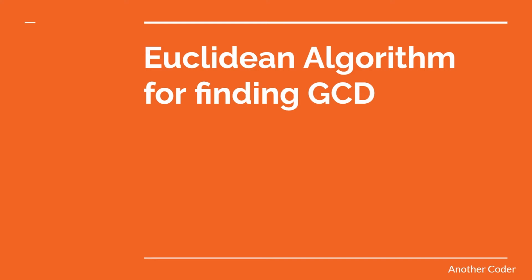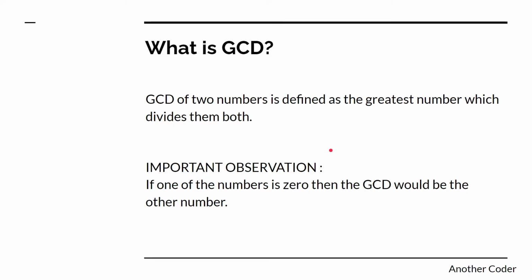So we'll not just talk about the Euclidean algorithm, we'll also talk about how this particular algorithm came into existence, and we'll also talk about very basic methods of finding GCD, and at each step we are going to improve our approach and finally talk about the Euclidean algorithm itself. So for the start, we'll talk about what is GCD.